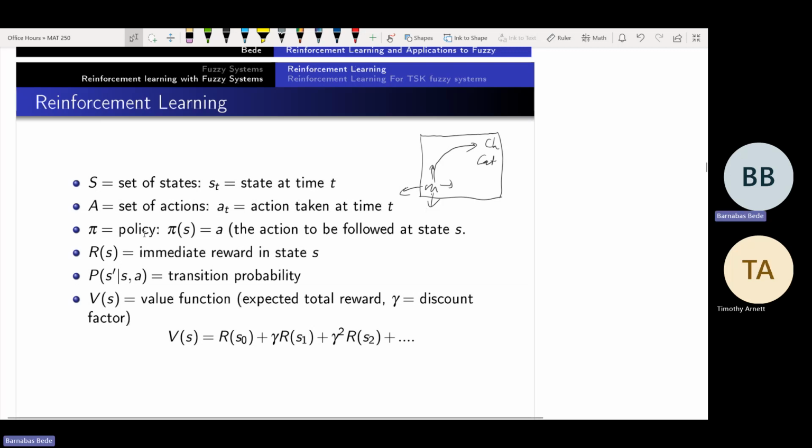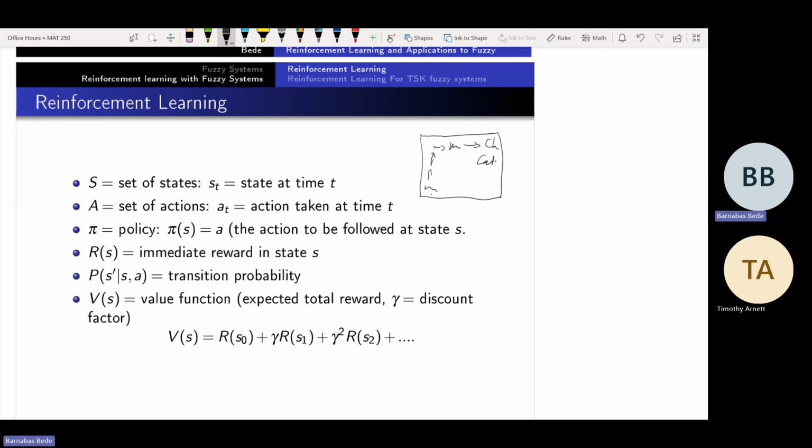Pi is a policy. A policy assigns to every state an action to be followed. So we know that we are here, for example. The mouse is already here. It makes sense to just do the step to get directly to the cheese. So that's a policy, basically, which would show which way I can reach the cheese with the mouse.